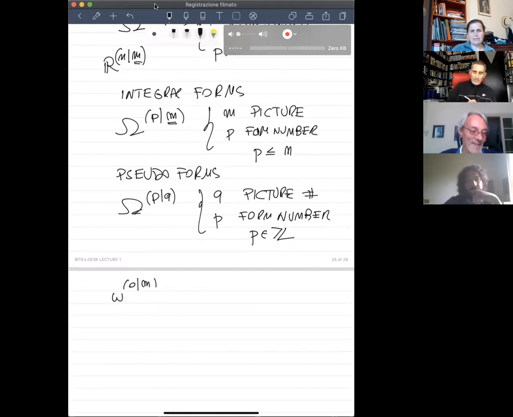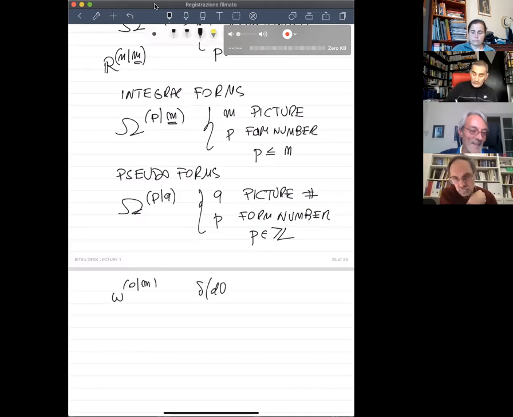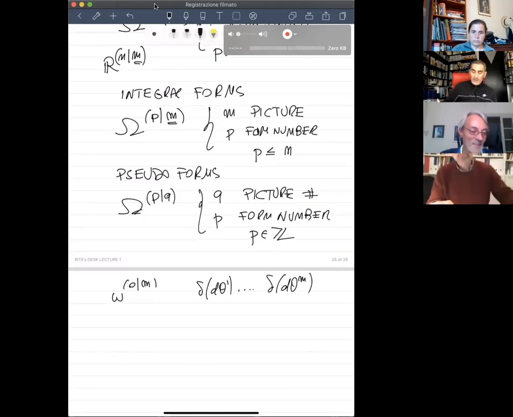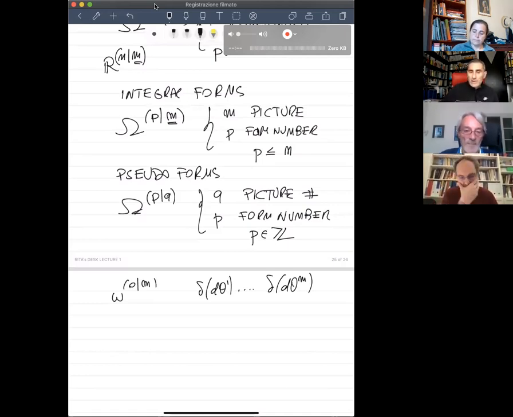Okay, this is an integral form. One local form could be just the delta function of dθ1 times the delta function of dθm. This is certainly an example, and this is picture m, because you have all the possible delta functions. There is no derivative, and the form number in this case is 0.